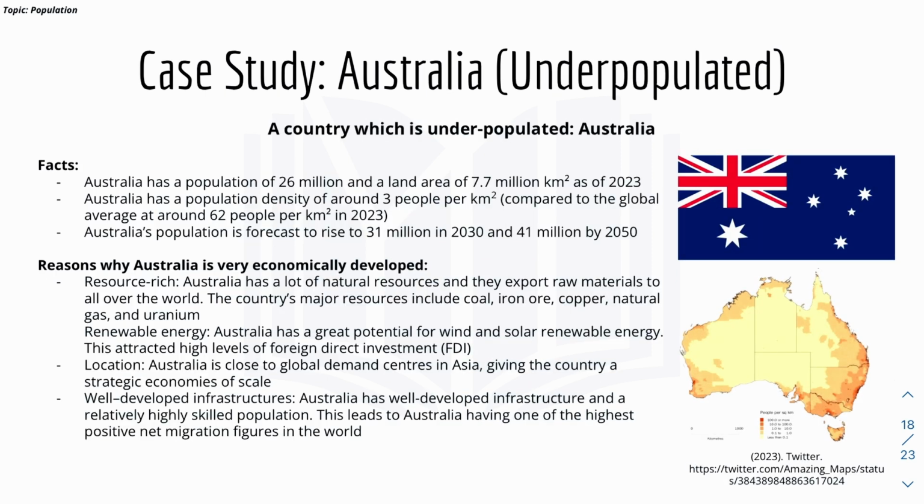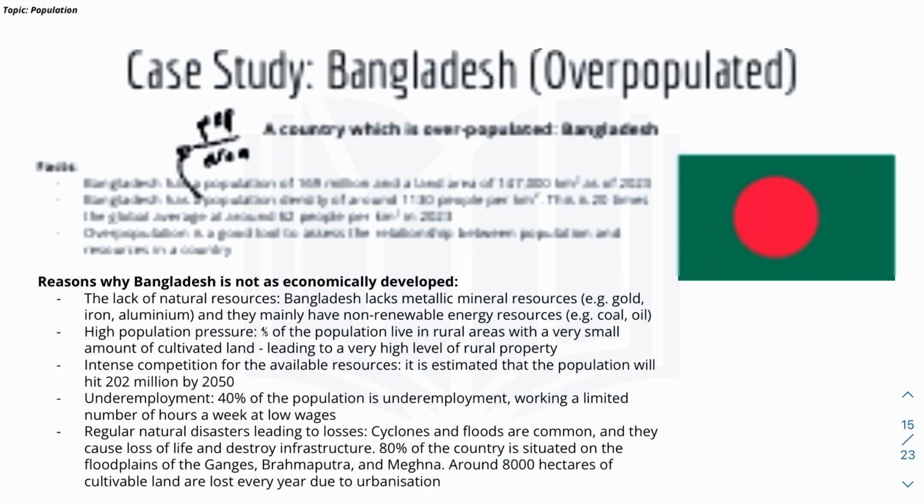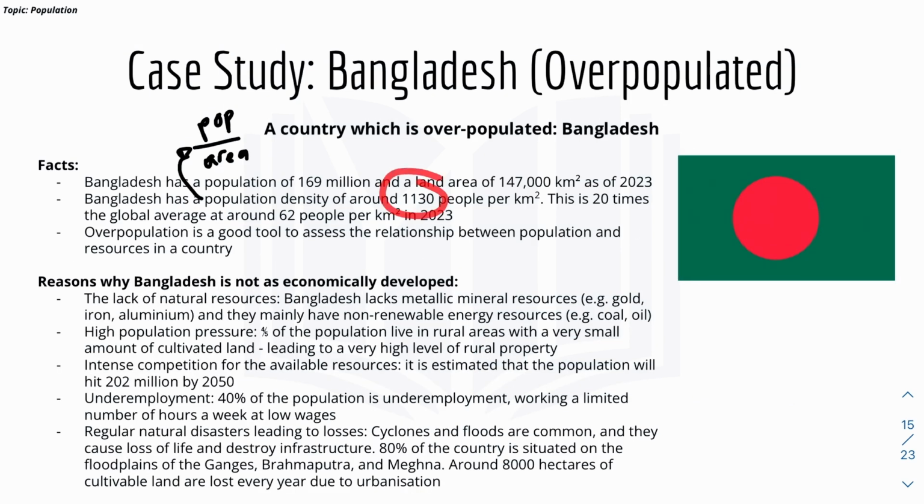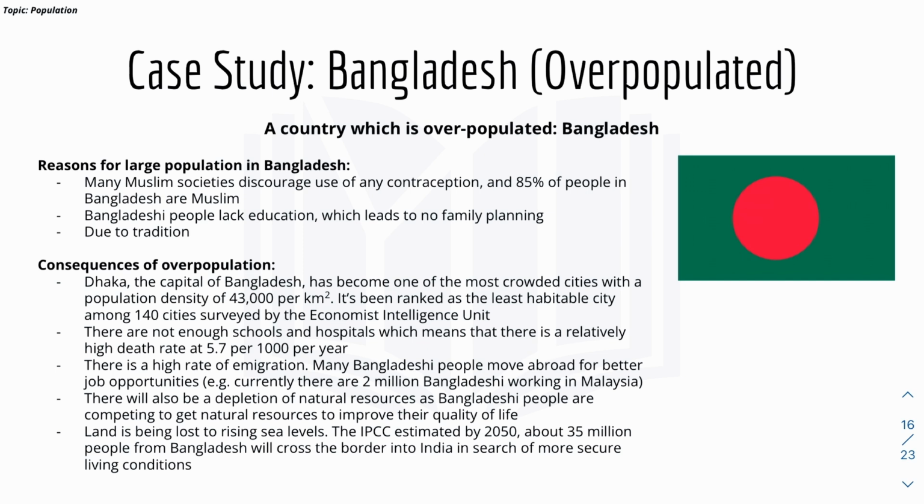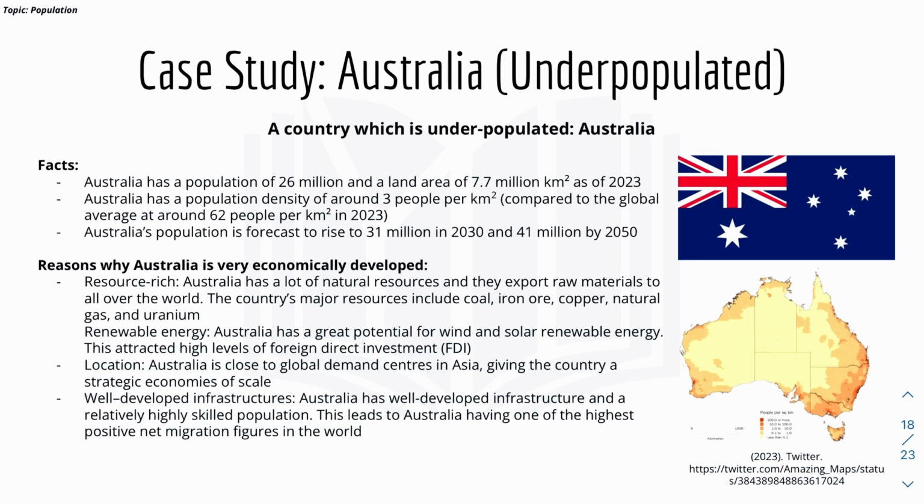And then we have Australia, which is a country which is underpopulated. So Australia has a population of 26 million and a land area of 7.7 million kilometers squared, which means that the population density is around 3 people per kilometer squared, as we compared to Bangladesh earlier at around 1,130. So there's quite a significant difference right there.